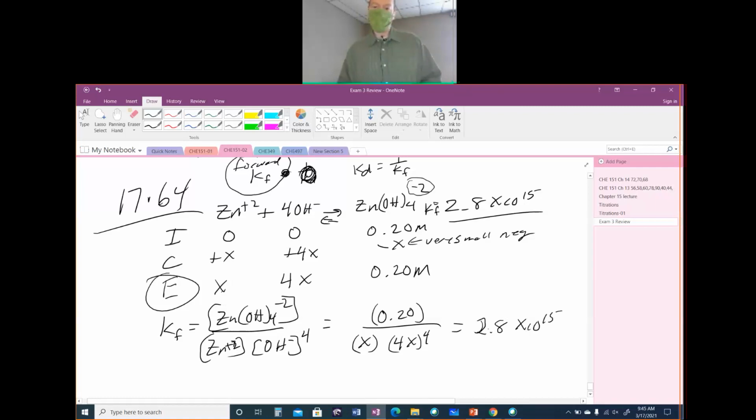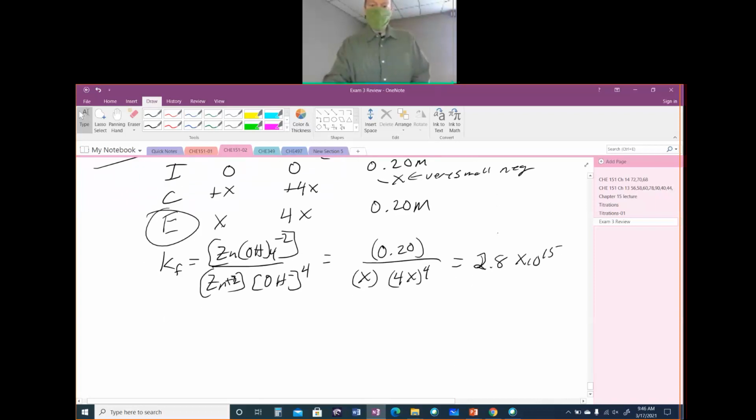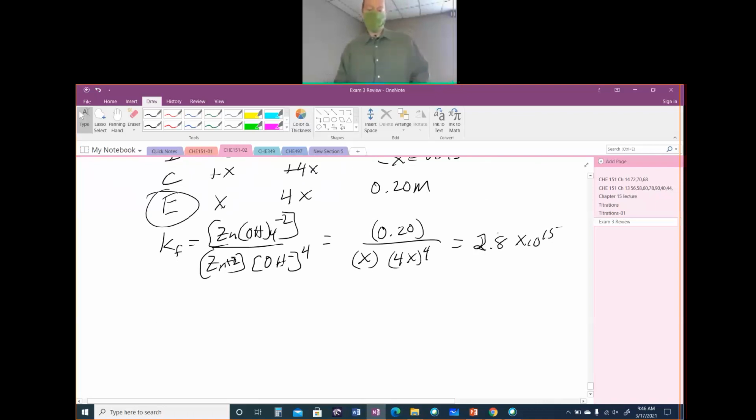All right, so when you have a large number, that means that you're going to have a lot of products, very few reactants. So when this started with 0.2 molar of our product, very little is going to go back to forming some reactants. It is going to be some amount. You cannot have zeros at equilibrium. All right, so now you've got to solve for x.